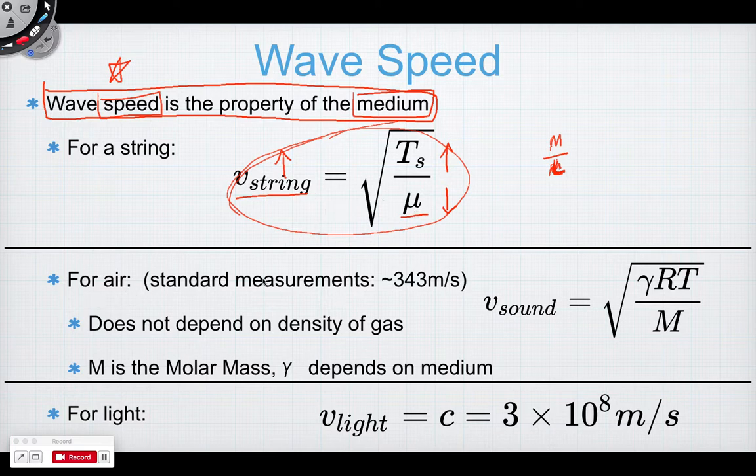For air, when we say the speed of sound is roughly 343 meters per second, we say roughly because it depends on a few things. One is, I can't remember what this is, but this is the R constant, this is the temperature of the air, and this is the molar mass of the medium.